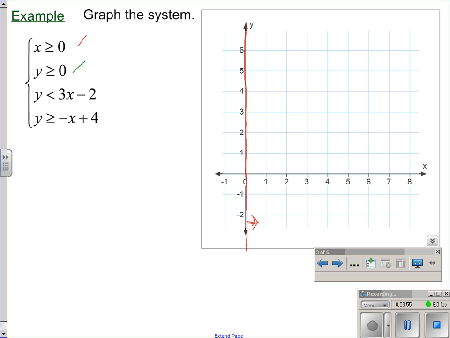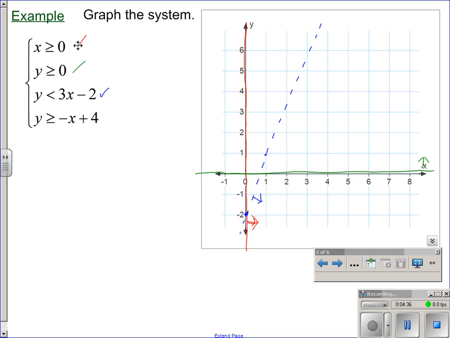Y value is greater than or equal to 0. That's this horizontal line going along the x-axis. We're going to be shading above that. Y value is greater than that one. Okay, for the next one, the third equation, y value is less than 3x minus 2. So I'm going to put a y-intercept here at negative 2. We got a slope of 3, so I'm going to go up 3 over 1. This is less than, so it's going to be a dashed line. Something along that way. And it says y value is less than that, so I'm going to be shading this way.